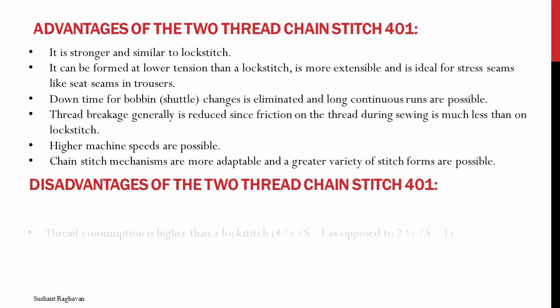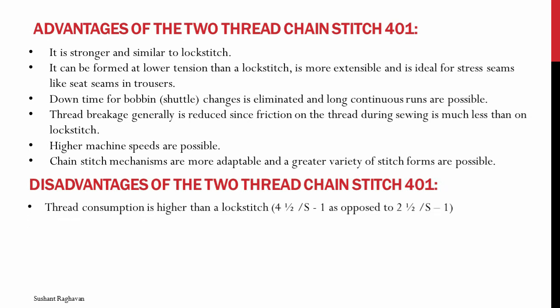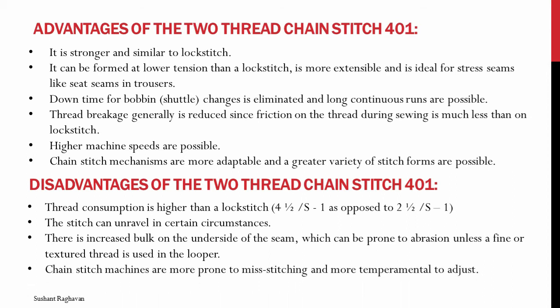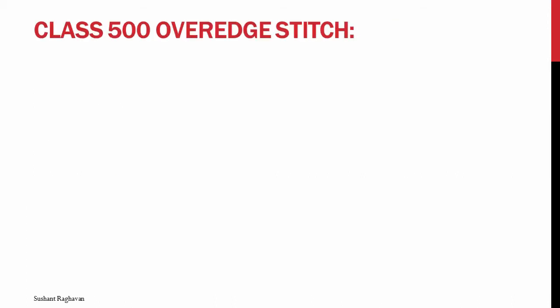Disadvantages of the two-thread chain stitch. Thread consumption is higher than a lock stitch, 4.5 per stitch to 1 as opposed to 2.5 per stitch to 1. The stitch can unravel in certain circumstances. There is an increased bulk on the underside of the seam which can be prone to abrasion unless a fine or textured thread is used in the looper. Chain stitch machines are more prone to misstitching and more temperamental to adjust. Seam grin is more difficult to eliminate.